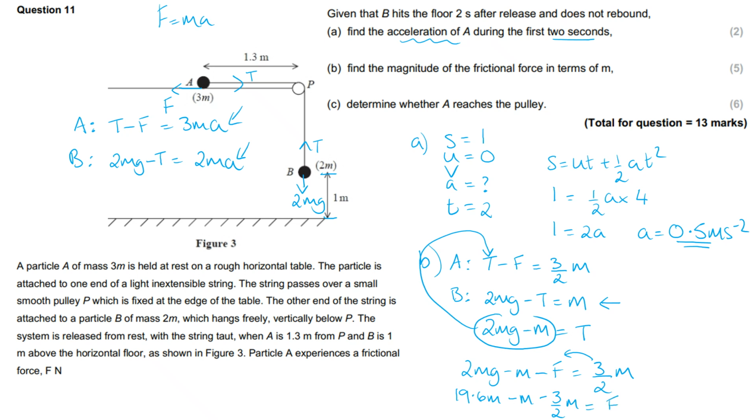And then if you sum how many m this all is on the left, it's going to be F is equal to 17.1 m.